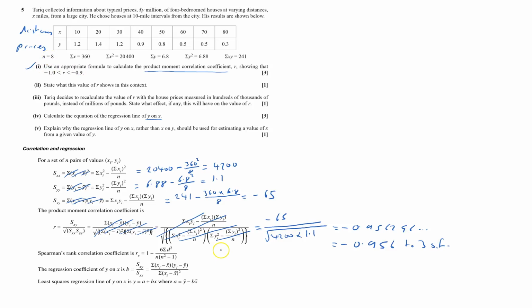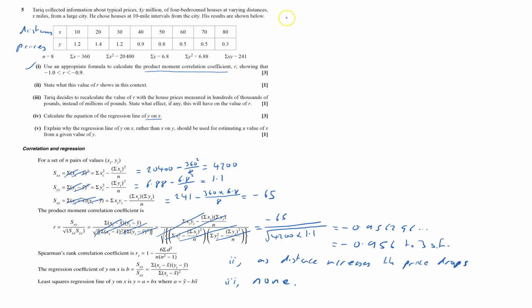For part 2, it says state what this says. It says that as the distance increases, the price drops, because as one goes up, the other goes down. Negative correlation. Part 3, Terry decides to recalculate the value of R with house prices measured in hundreds of thousands rather than millions. State what effect. Well, they have no effect at all because the scaling doesn't matter. So what effect? None. Full stop.